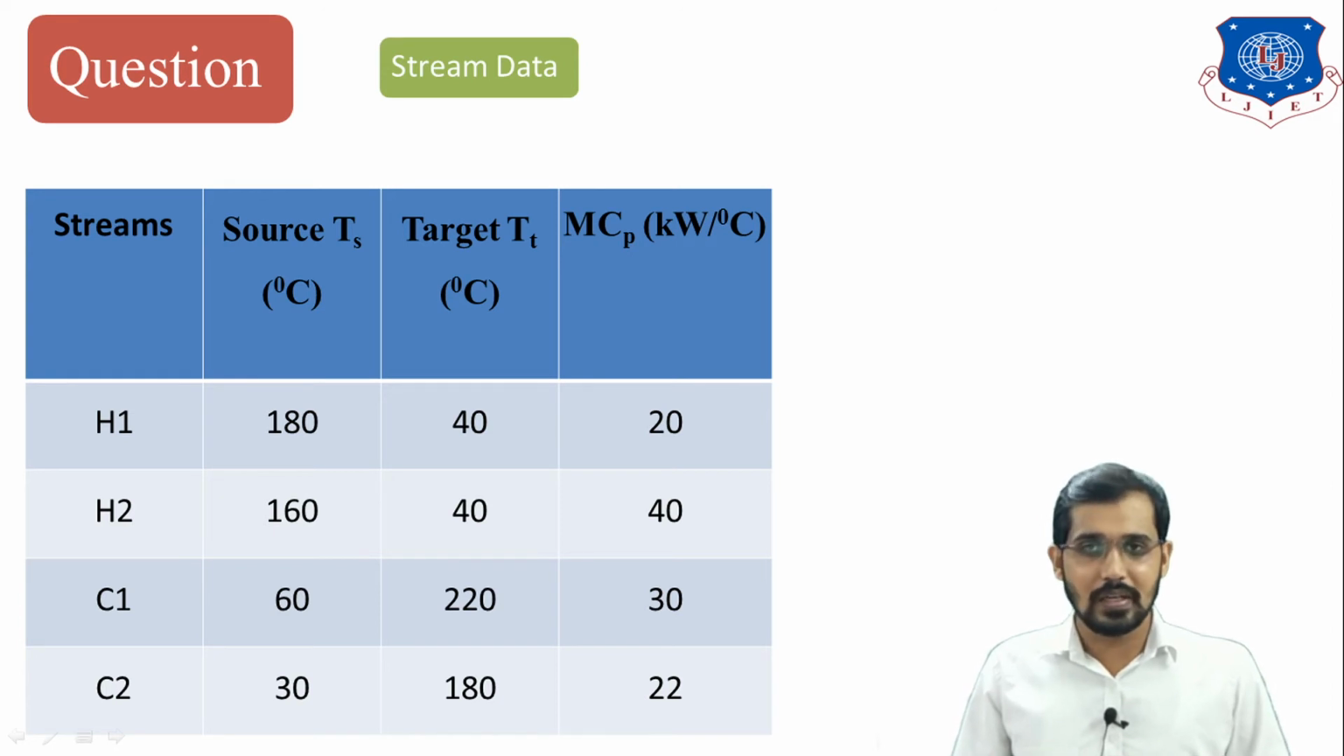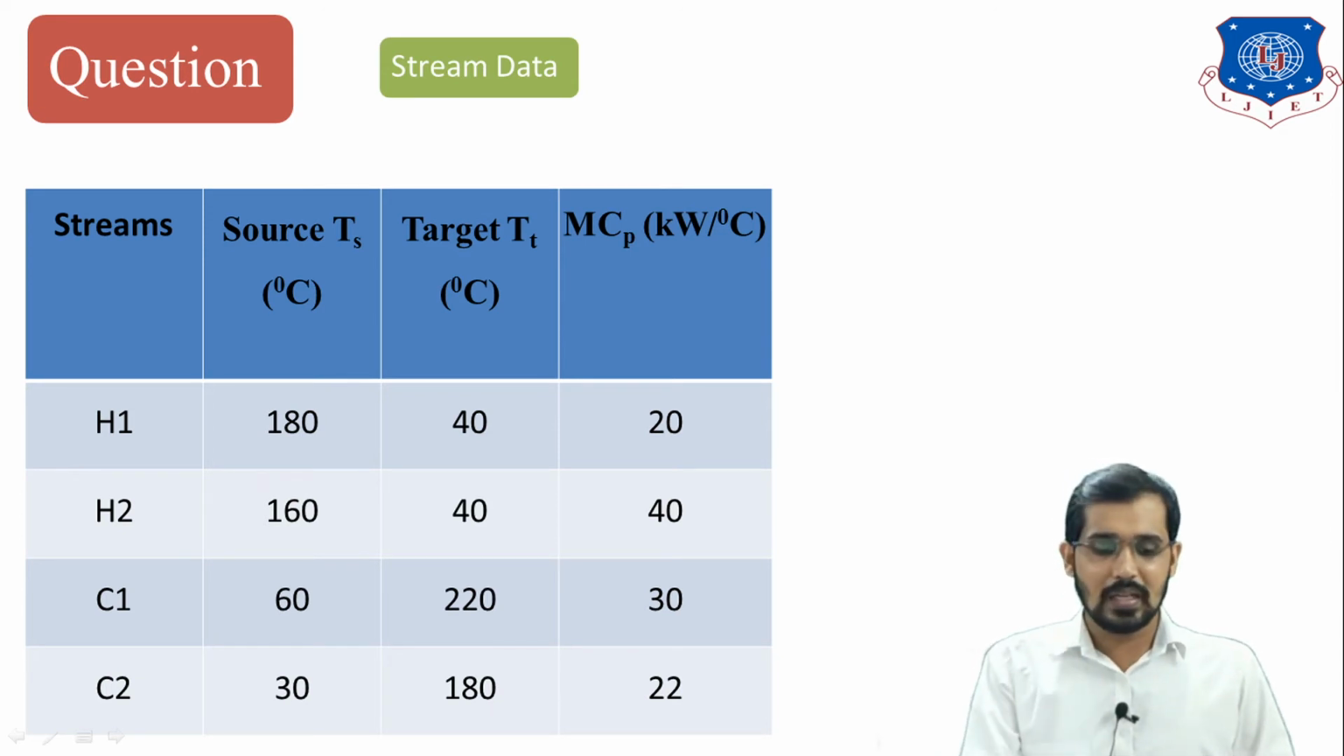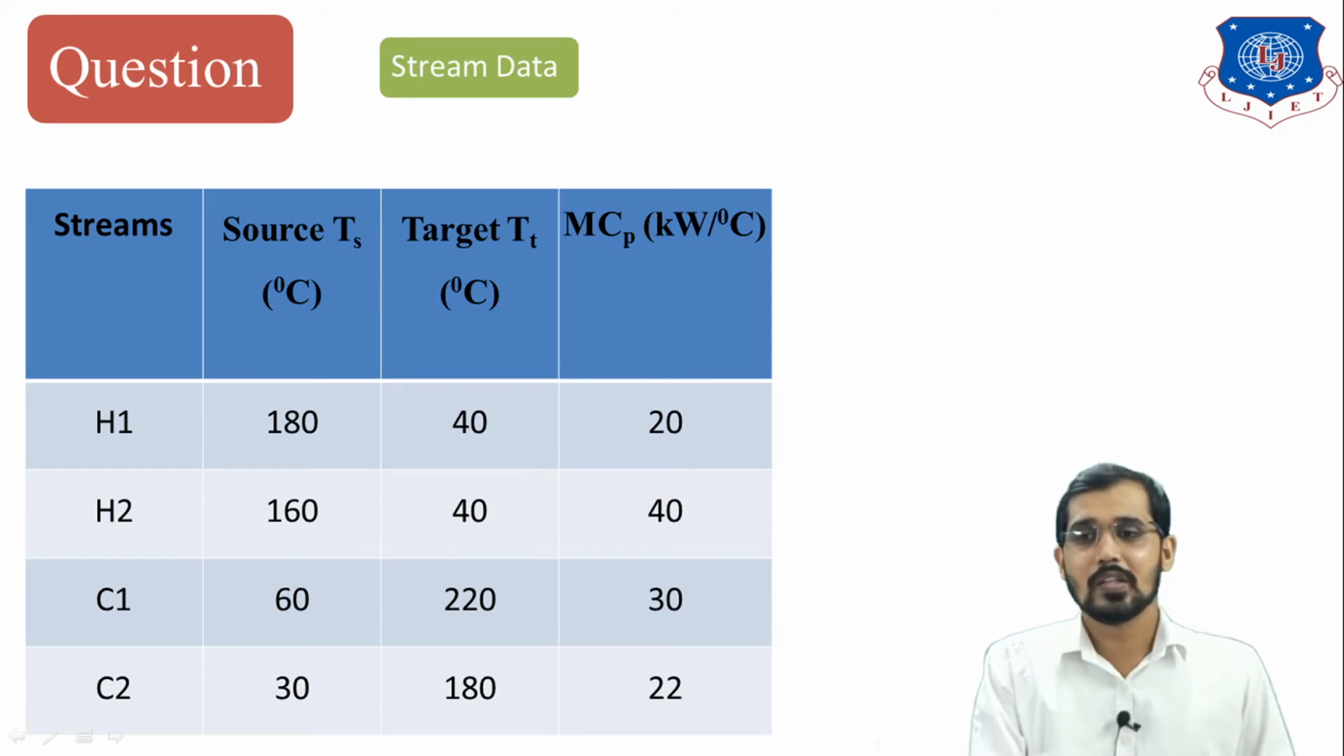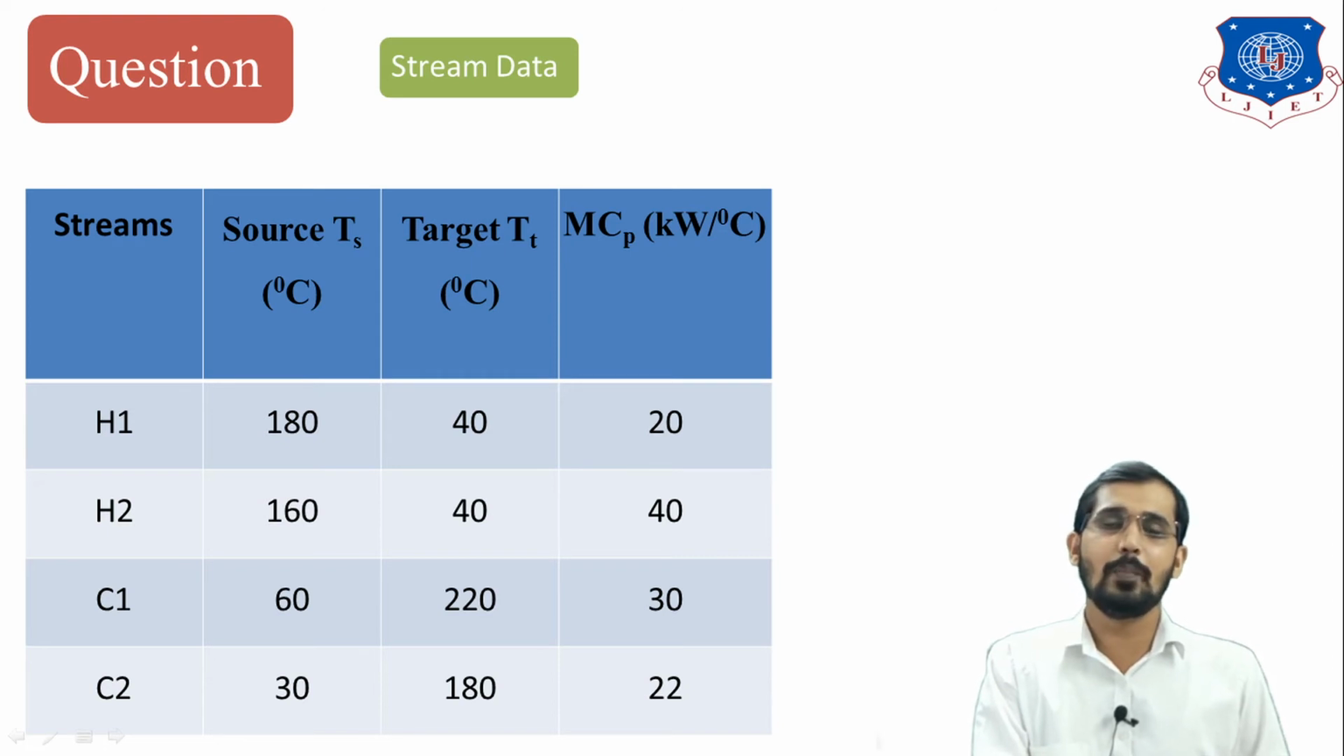For H1 that is 20, for H2 that is 40, for C1 that is 30 and lastly for C2 that is 22. So I told you in the first data only the C1 stream is available. So for the C1 stream you can see here, C1 is 30, H1 is absent, H2 is absent and C2 is absent, only C1 is present. So C1 is nothing but 30 kilowatt per degree Celsius.